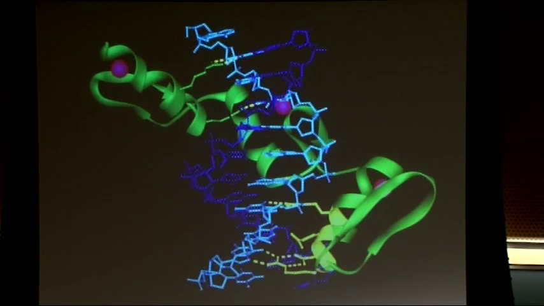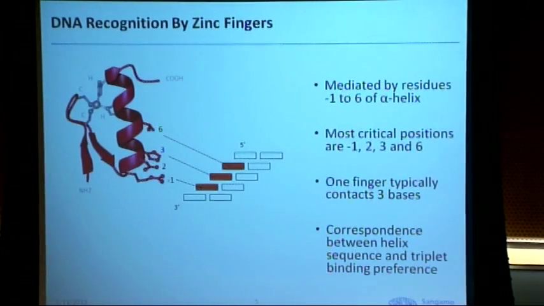A second feature, which is not so obvious from the structure, but is very critical to the engineering of this domain, is that it's highly modular. Each finger is a separate DNA binding unit that recognizes 3 to 4 base pairs worth of DNA. There's no requirement for symmetry in the DNA binding subsite. That allows us to produce tandem arrays of these proteins and expect them to recognize a sequence which is the sum of the parts. And that's really what's shown on this slide.